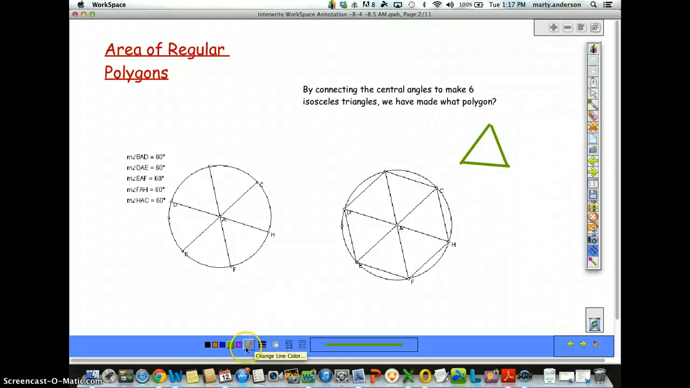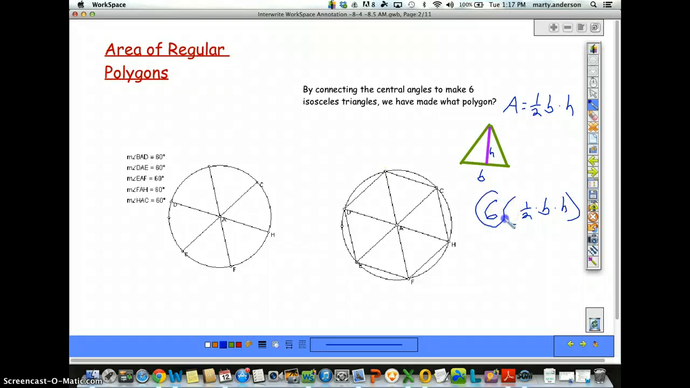Well, we probably want to know the height of the triangle, which is here, and we probably want to know the base of the triangle as well. So if we have the base and we have the height, we can find the area of the triangle by 1/2 times base times height. Then if we want to find the area of the hexagon, since there's 6 of them, there would be 6 times 1/2 times base times height.